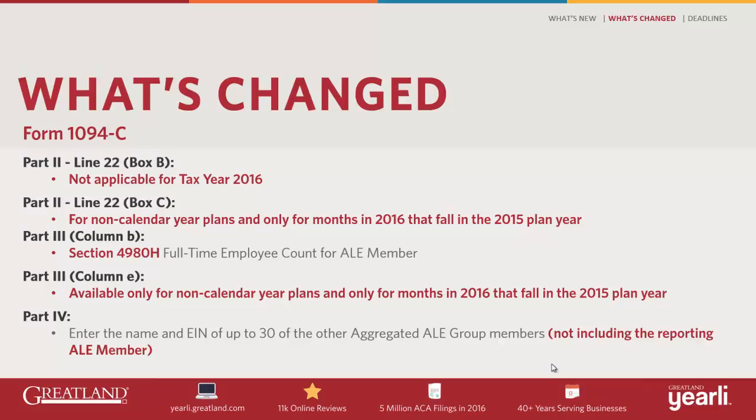Lastly, for Part 4, which is the listing of the other ALE members of an aggregated ALE group, IRS clarified that the reporting ALE member should not be listed. For example, let's say that there are 3 members of an aggregated ALE group, companies A, B, and C. On Company A's 1094-C, only companies B and C are listed in Part 4 and not Company A.